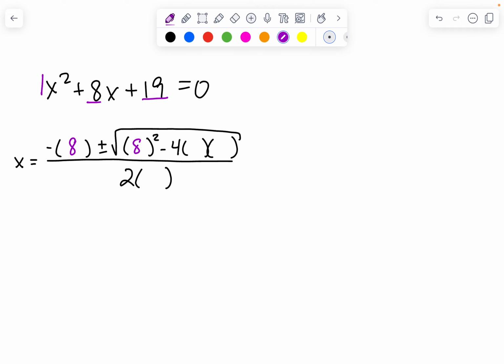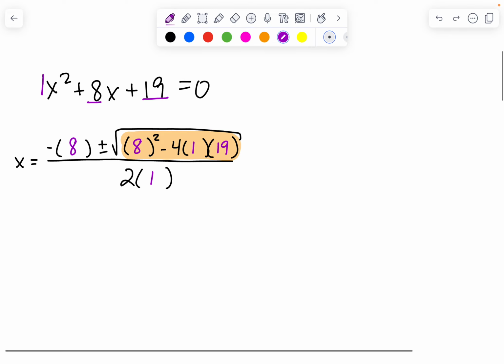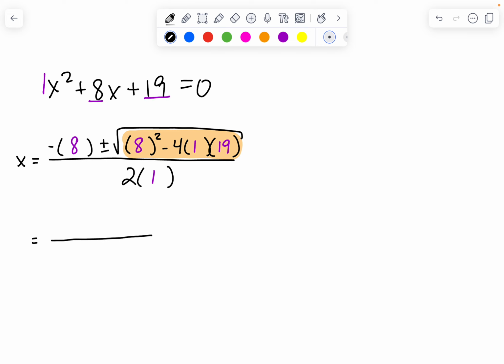B, A, C, A. All right. Graphing calculator here, and what I'm going to do is type in this part here. So 8 squared minus 4 times 1 times 19 is negative 12. So this turns into negative 8 plus or minus the square root of negative 12 over 2.